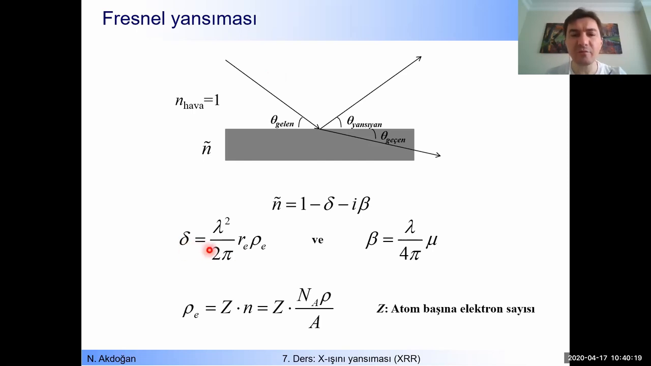And again, from our previous lectures, we know that delta is given by that expression. Here we have lambda, the wavelength of the X-rays, the classical electron radius, and the electron density of the material. And beta contains the absorption coefficient of the material and the wavelength of the incoming X-rays. So what is electron density here? Electron density gives us the total number of electrons within your material.